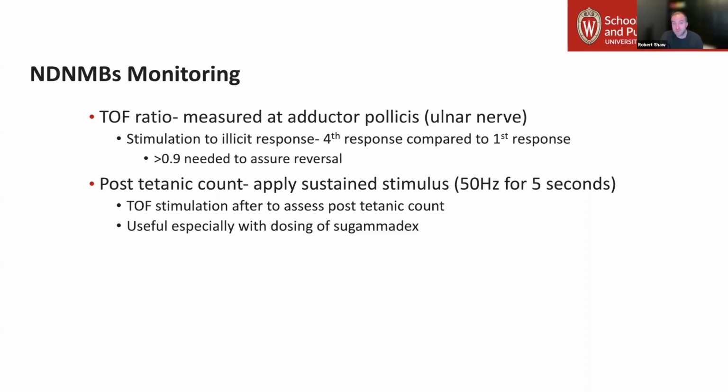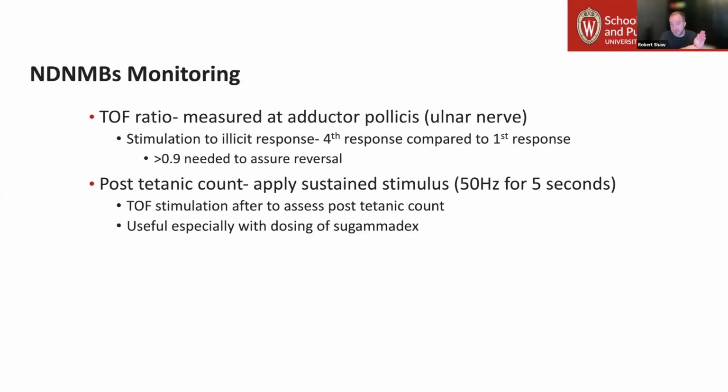So we need to monitor them, and I mentioned here the two most common things that we're going to monitor. So one is the train of 4 ratio. So we place a nerve stimulator on the ulnar nerve, and we're measuring the adductor pollicis. So we're measuring response, and you're seeing twitches.